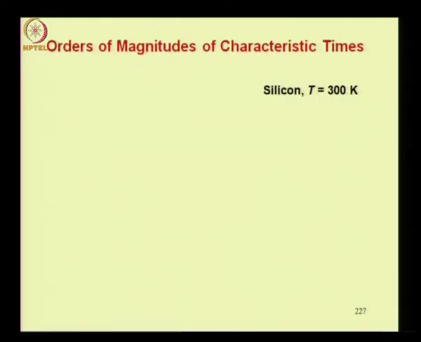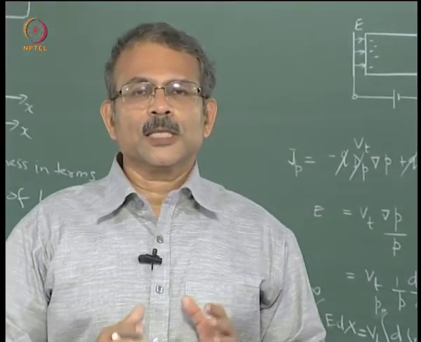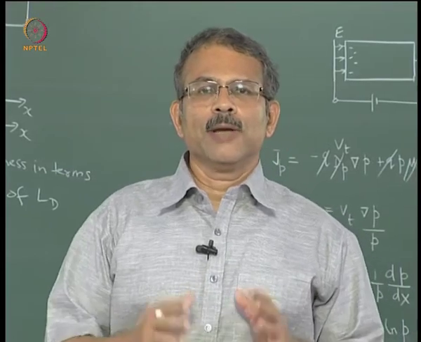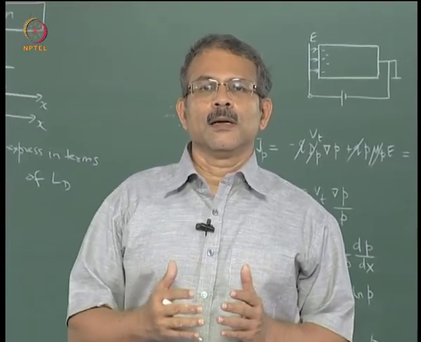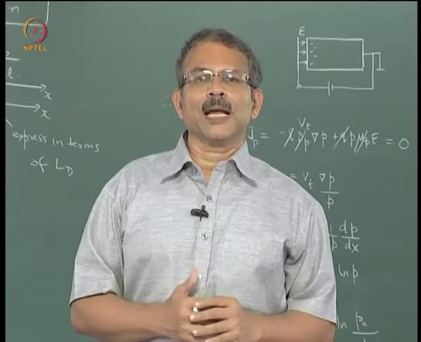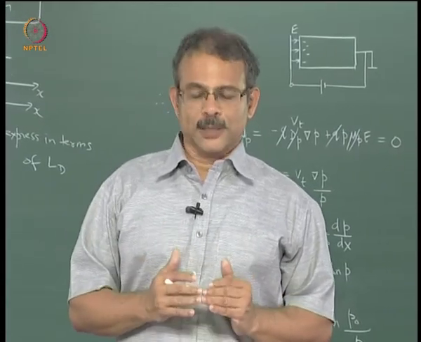Now we come to the important issue of finding out orders of magnitude of characteristic times and lengths. First we shall begin with the characteristic times, and we shall do this calculation for silicon at a temperature of 300 K. Now as engineers we must be aware of numerical values of various lengths, times and other parameters which we use. This is very, very important.